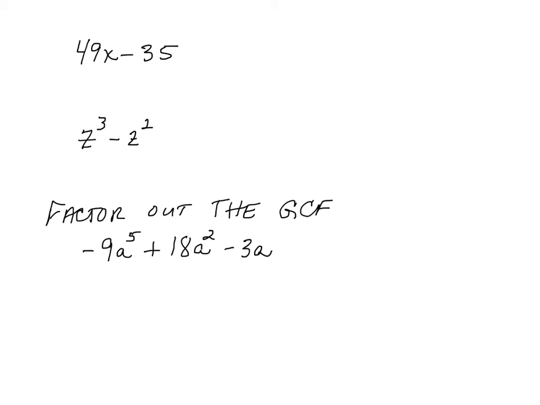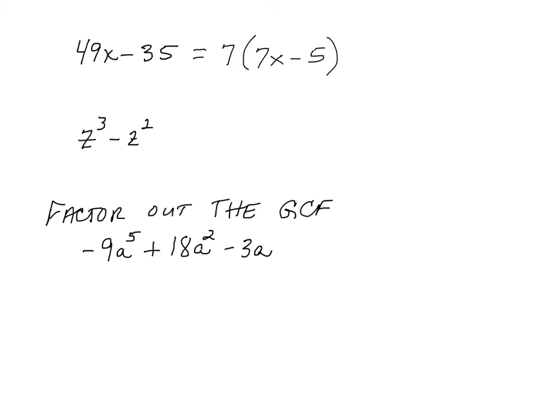Look at 49x minus 35. What's common? What's the GCF for 49x and 35? 7. When you factor it out, what are you left with? 7x minus 5.